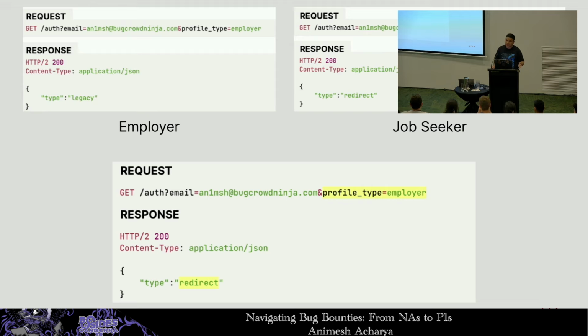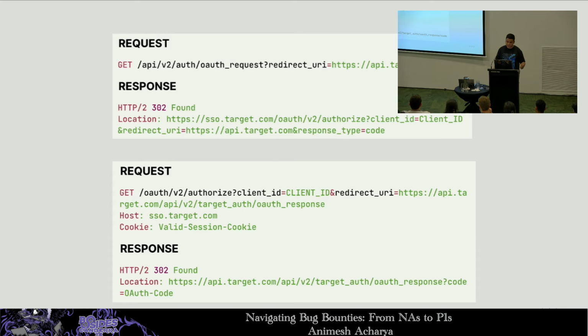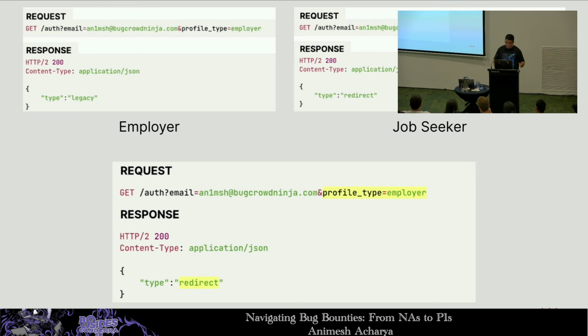This is what the response to those two requests looked like. For the employer app, the type in the response was legacy. And for the job seeker in the mobile app, it was redirect. And so I thought, okay, I wonder what happens if I switch the response type to redirect before the JavaScript in the web app consumes it. And I saw this. So it turns out there was an OAuth flow if I change it to redirect in the web app.